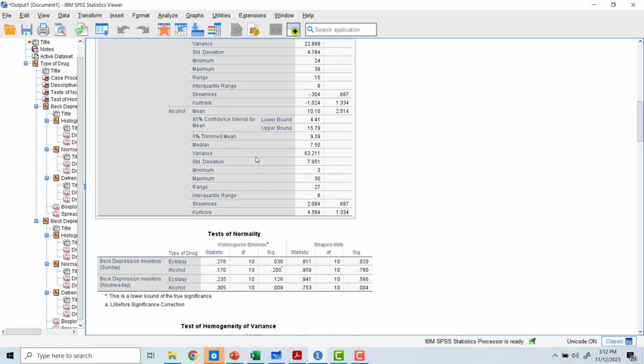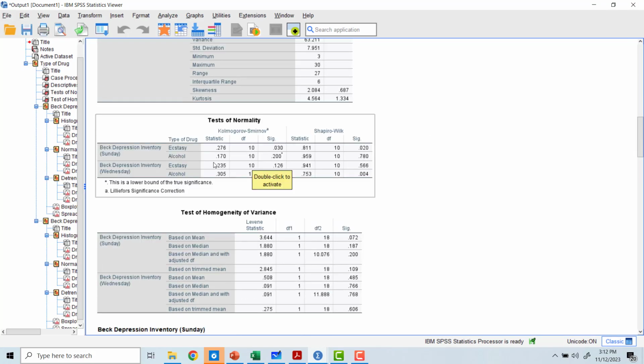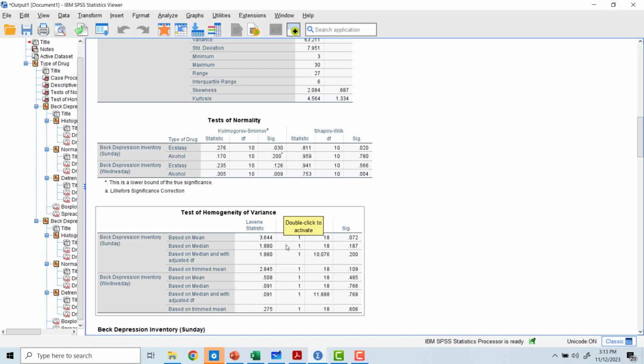Okay, so we have the tests of normality. We can see this is a small sample, and the ecstasy value on the Sunday and the alcohol value on the Wednesday are not normal. We see this by Kolmogorov-Smirnov and also by Shapiro-Wilk. Both have very low p-values, so it indicates we don't have a great deal of normality.